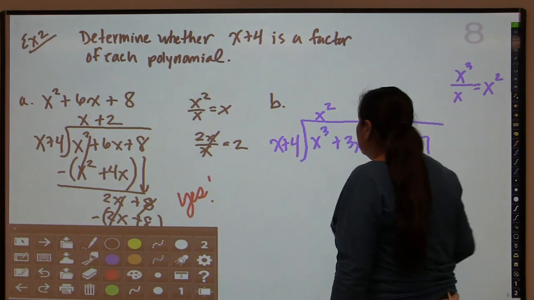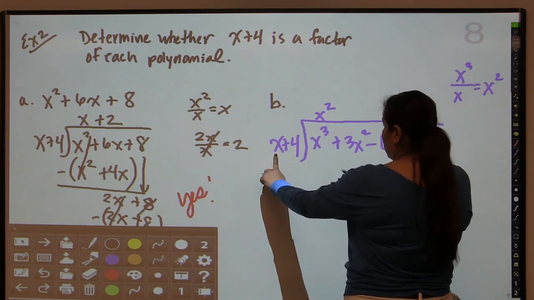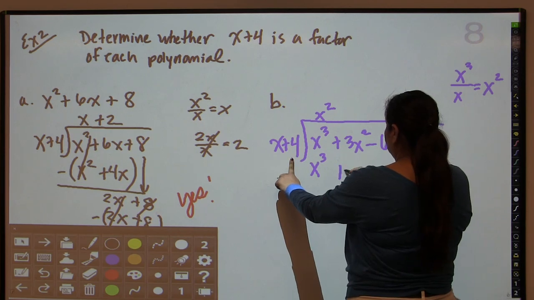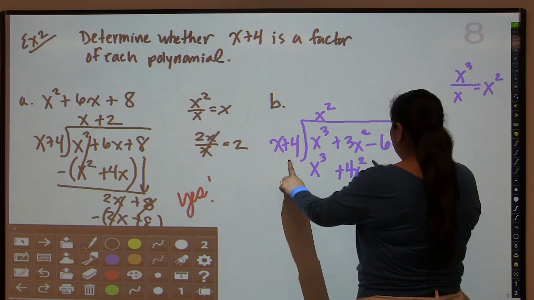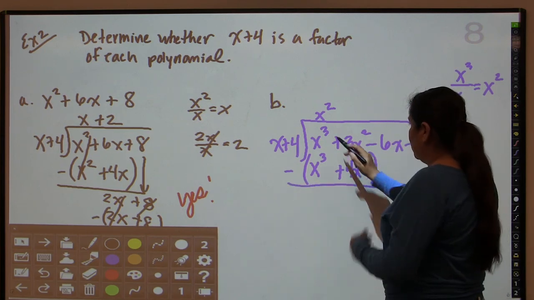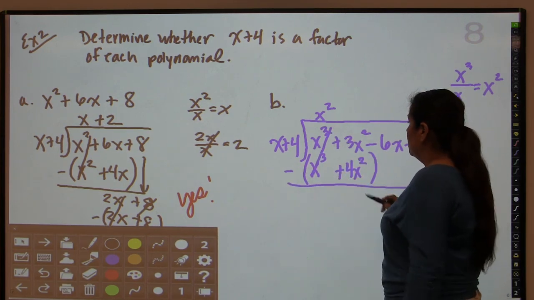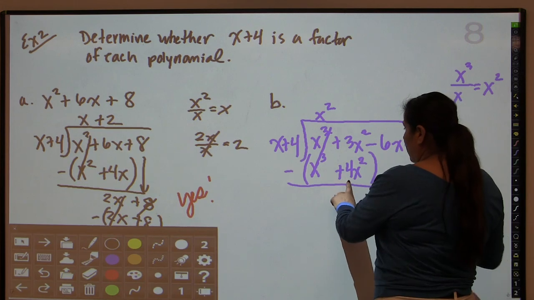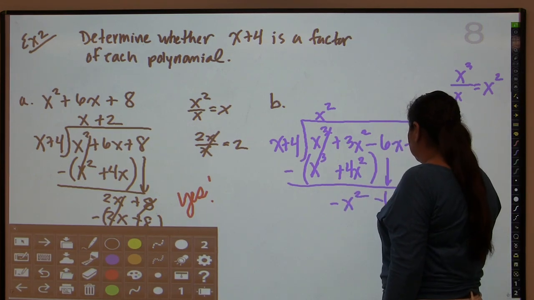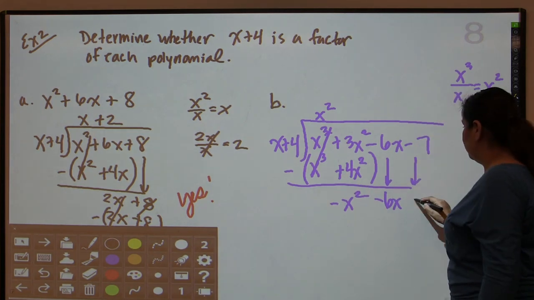So x squared. Now we're going to multiply x squared times x is x cubed. X squared times 4 is 4x squared. And don't forget, we have to subtract. So x cubed minus x cubed cancels. 3x squared minus 4x squared is negative x squared. And then you bring down the negative 6x, bring down the negative 7.